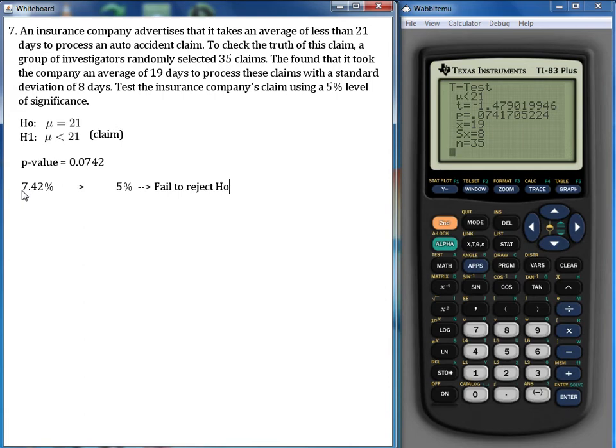So remember the rule here. If p is low, the null must go. So if the p-value is less than alpha, then we reject the null hypothesis. But since here the p-value is greater than alpha, we fail to reject. So we just need to fill in our sentence here.